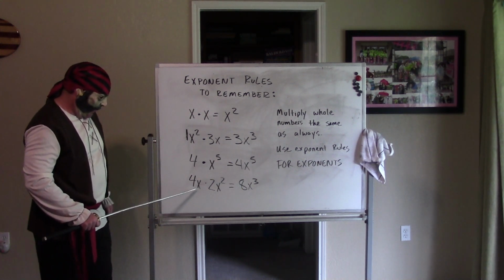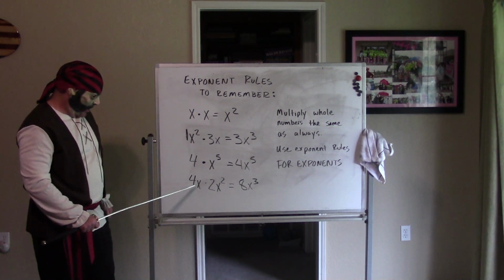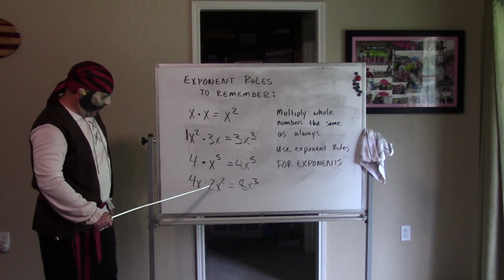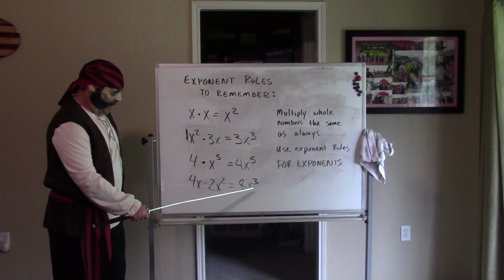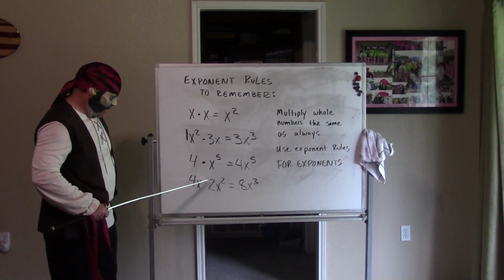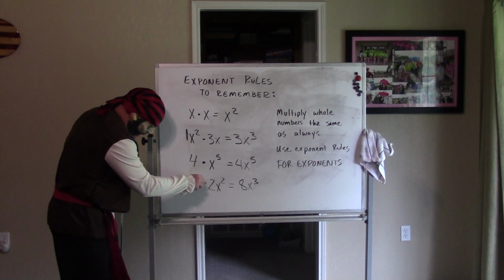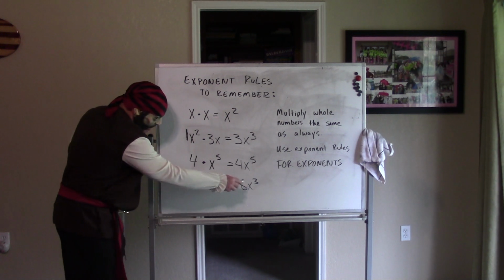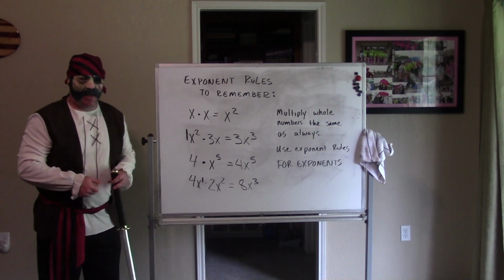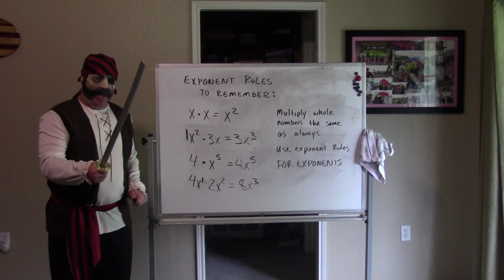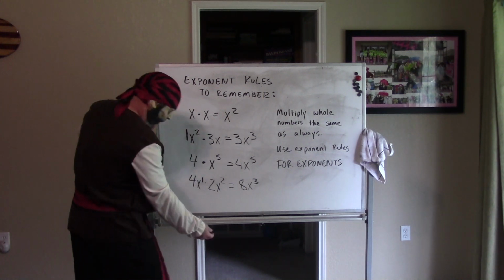And down here we have 4x times 2x squared. So we're going to take the whole numbers, 4 times 2 is 8, and then x times x squared, we're going to add the exponents, remember, so the exponent for this is a 1, so 1 plus 2 is 3, so we get 8x cubed. Alright, so that was some review. I'll put my sword up and we'll get into what we need to do here today.